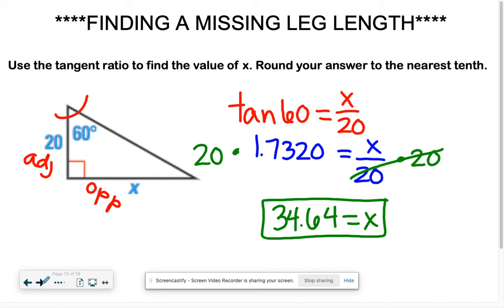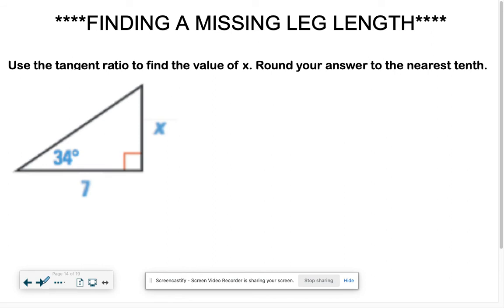Okay. So again, you start by marking your angle. So you see how we're only given this angle? So that's your reference angle. So mark 34. Now we have to label our sides. So what's X? Opposite. And what's 7? Adjacent. Yep.